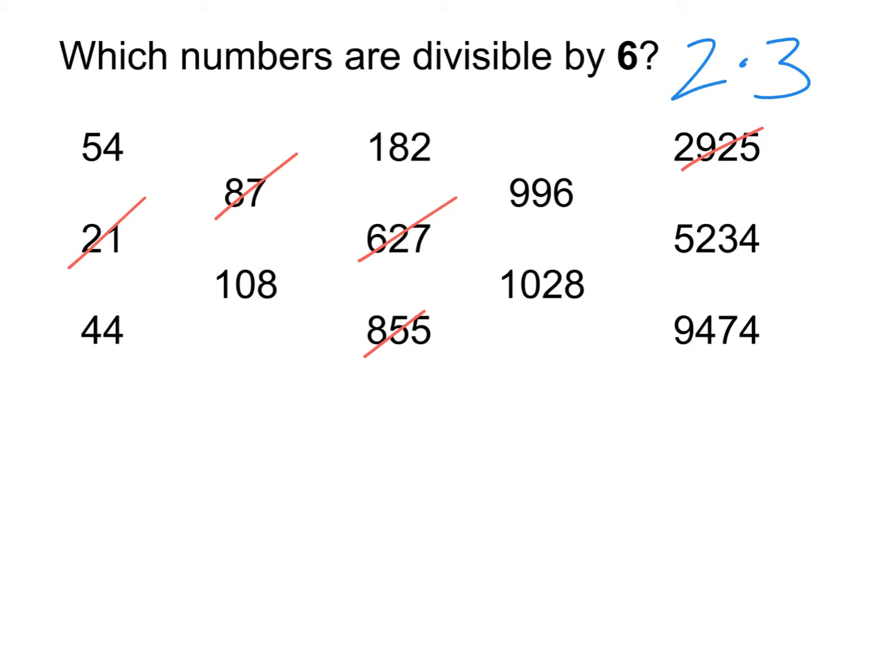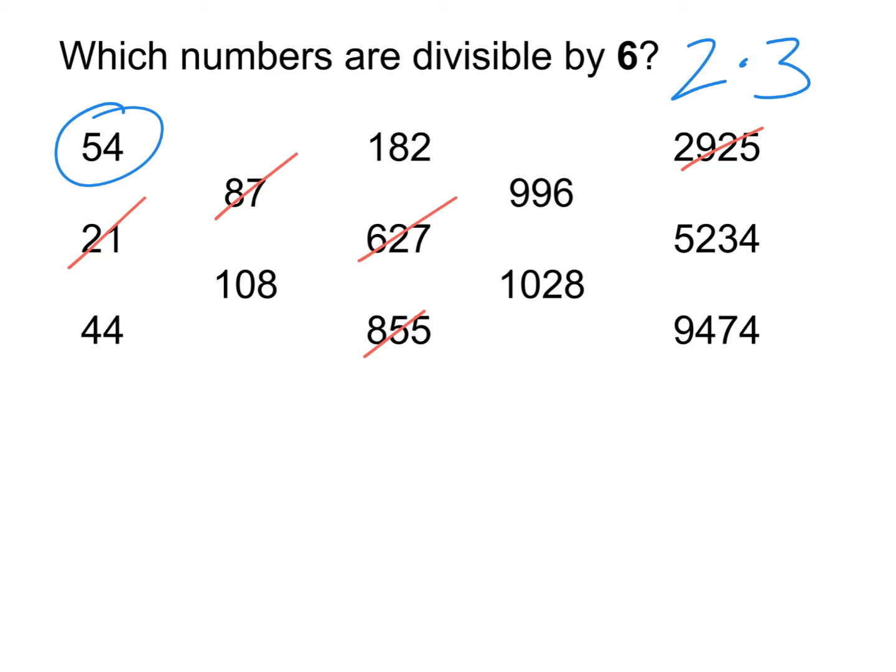Now I need to look at the remaining ones and figure out, can I divide it by 3? Now remember the trick for knowing if we can divide it by 3? We can add the digits together. So like for 54, what's 5 plus 4? 9. Is that divisible by 3? Yes. Therefore 54 is divisible by 3. Since it's divisible by both 2 and 3, it is divisible by 6.